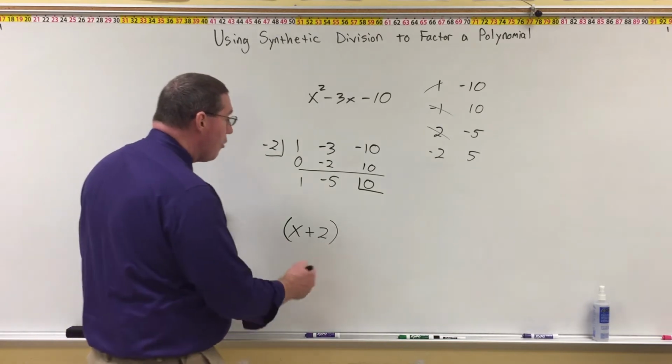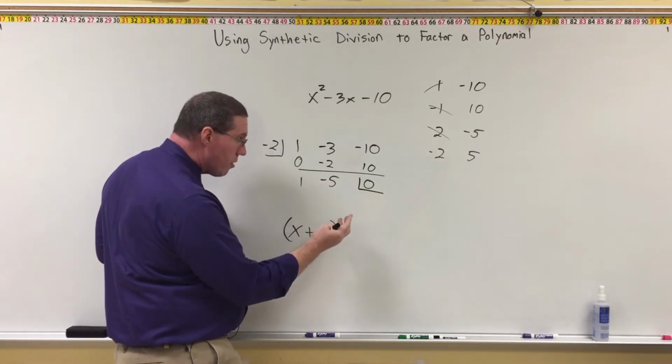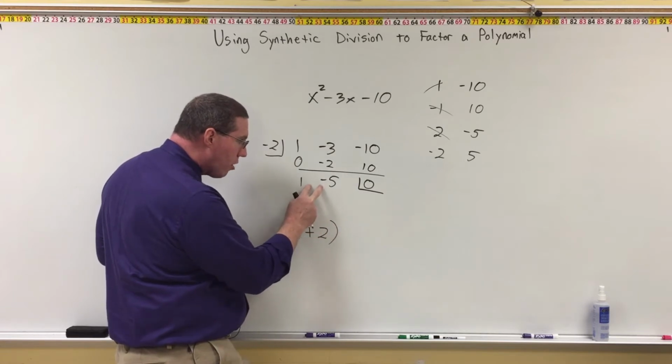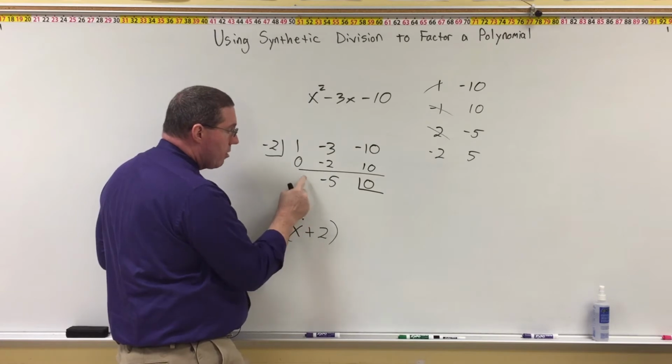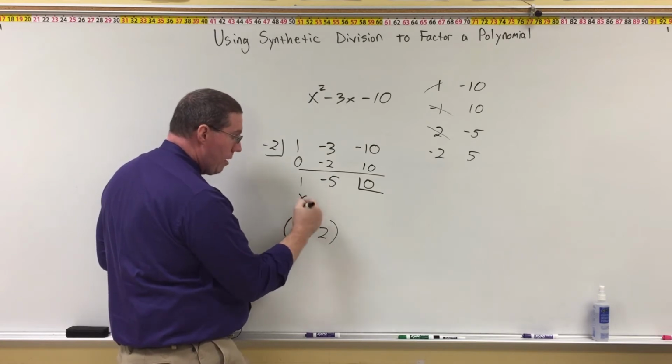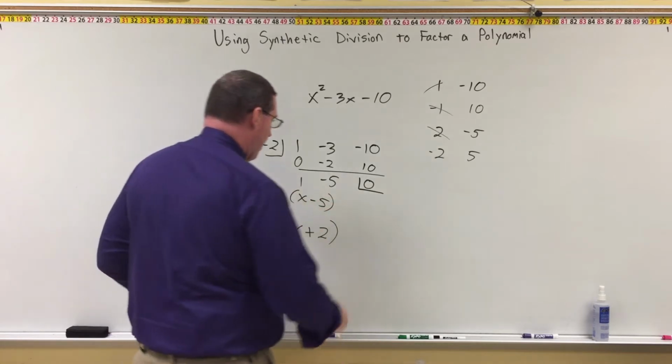Okay, well, what is the other factor? Well, that's represented right here, your answer. Well, you just learned synthetic division. What is the answer to this division? Well, it started out as x squared. That means that this is going to be x to the first, right? Minus 5. And therefore, it's x minus 5.